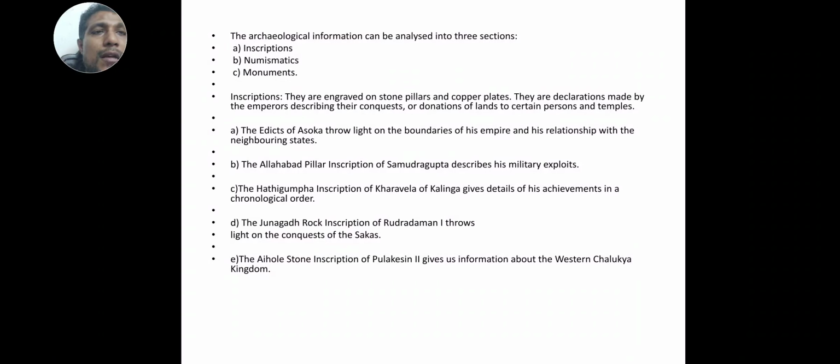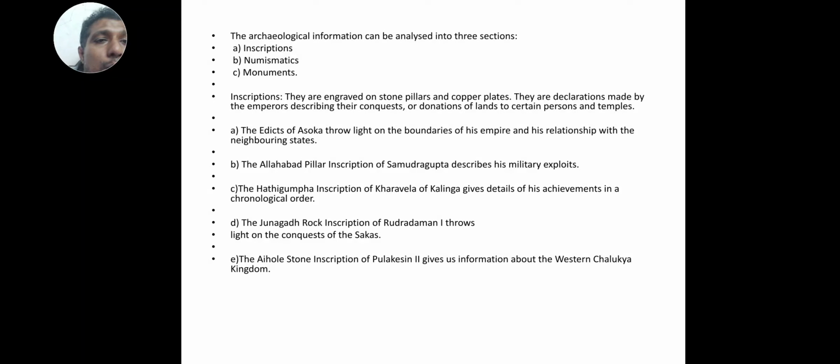Inscriptions. They are engraved on stone pillars and copper plates. They are declarations made by the emperors describing their conquests or donations of lands to certain persons and temples. For example, the edicts of Asoka throw light on the boundaries of his empire and his relationship with the neighboring states. The Allahabad pillar inscription of Samudragupta describes his military exploits.